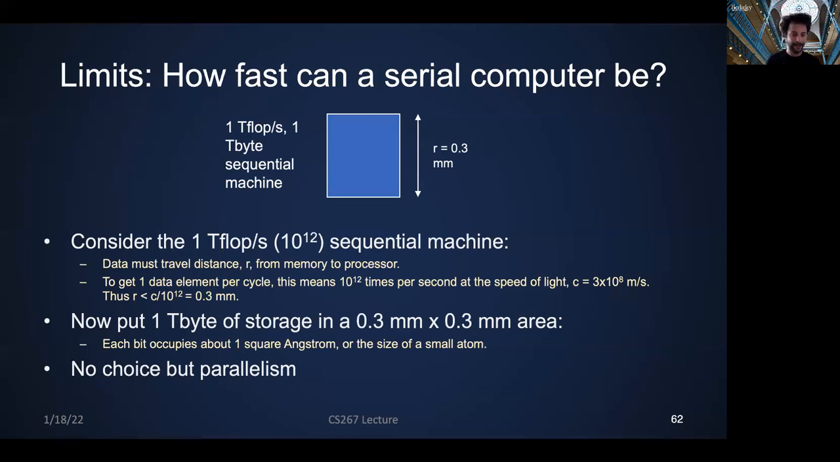And if you do the math beyond that, how do you put 1 terabyte of storage in that area so close to the processor? Well, that means each bit will have to occupy 1 square angstrom, which is the size of a small atom. That looks already fairly impossible. But even if it did happen, that would be your limit. So you have basically no choice but to increase parallelism to get more performance. So that's really one way to look at why you need parallelism.